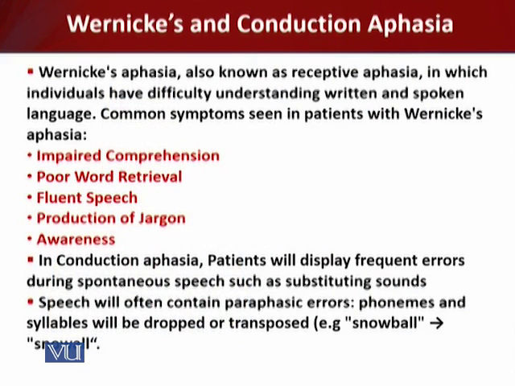Wernicke's aphasia, which is also known as receptive aphasia, is the one in which individuals have difficulty understanding written and spoken language. Common symptoms seen in patients with Wernicke's aphasia are impaired comprehension, poor word retrieval, fluent speech, production of jargon, and lack of awareness. So when we look at impaired comprehension, deficits in understanding receptive written and spoken language are what lead to it.